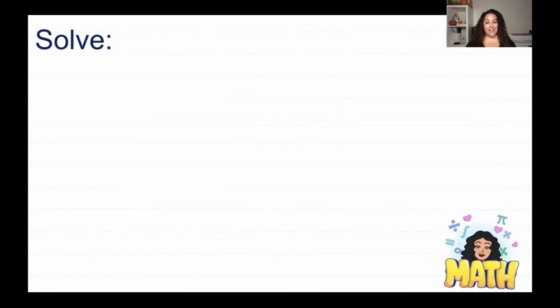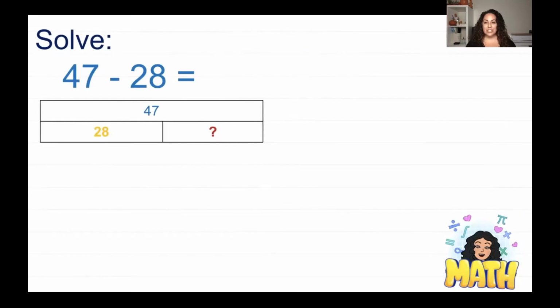Well, I like a challenge. So we are going to solve 47 take away 28. So let's go ahead and show that in a tape diagram. 47 is the whole, and then 28 is my part. I am trying to find the missing variable, or the difference.